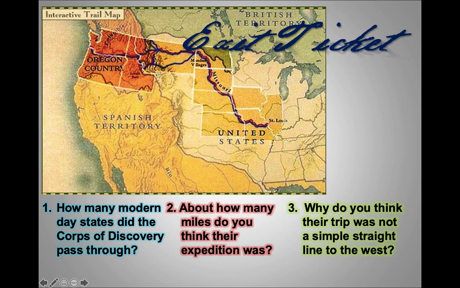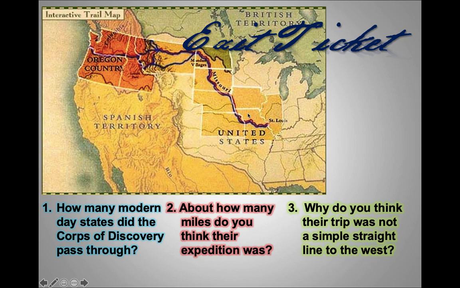And how many modern day states did the Corps of Discovery pass through? So the Corps of Discovery was Lewis and Clark. So you can just kind of count that on your own. About how many miles do you think their expedition was? Again, this is something you can just estimate on your own. And then lastly, why do you think their trip was not a simple straight line to the west?